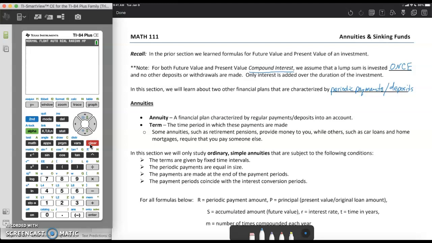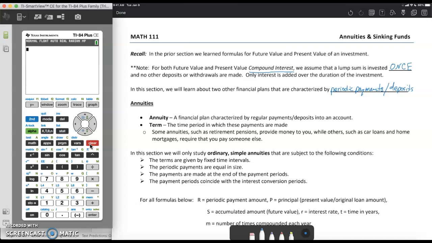So first we're going to talk about what's called an annuity. An annuity is a financial plan characterized by these regular payments or deposits into an account. You may see the word term. Term is the time period in which these payments are made. Some annuities, such as retirement pensions, provide money to you, while others, such as car loans and home mortgages, require that you pay someone else.